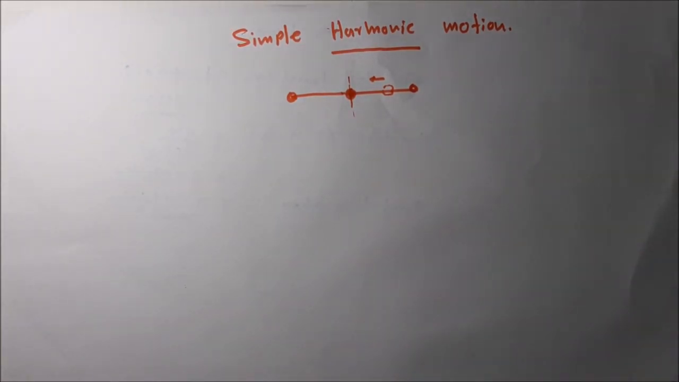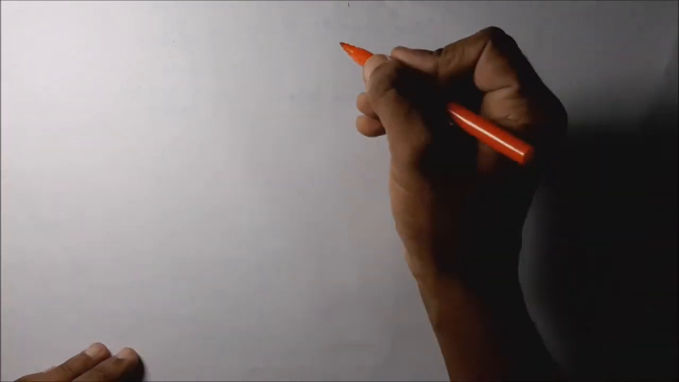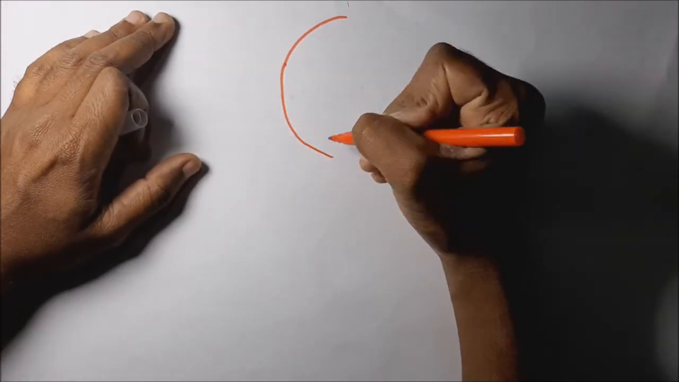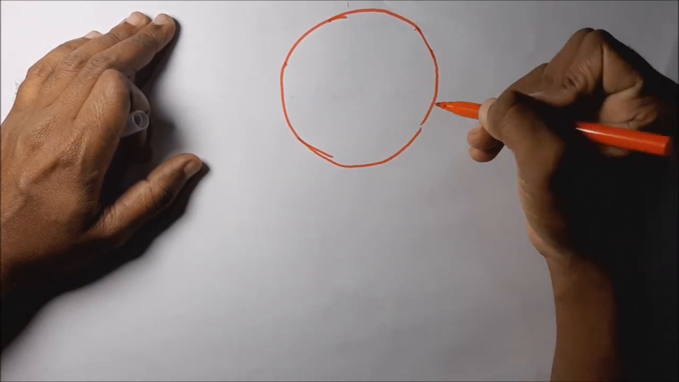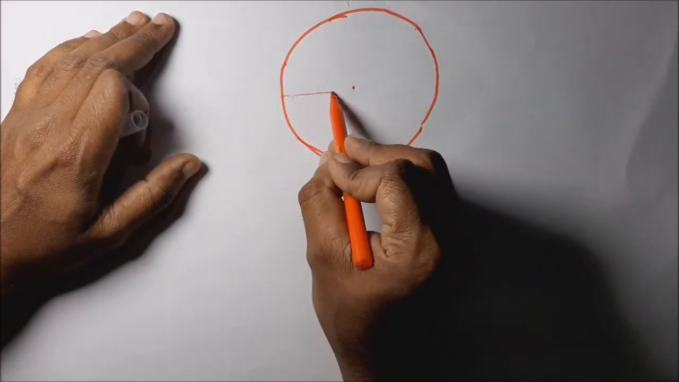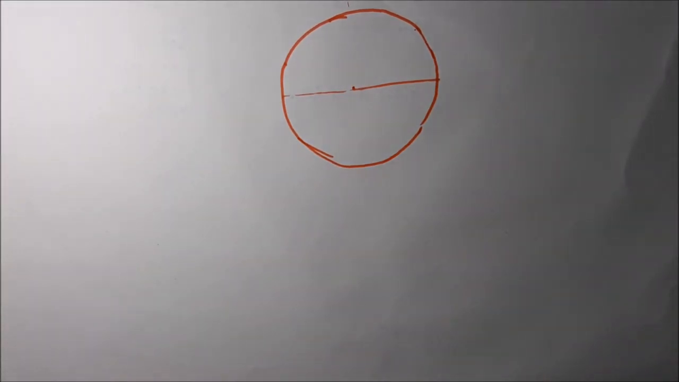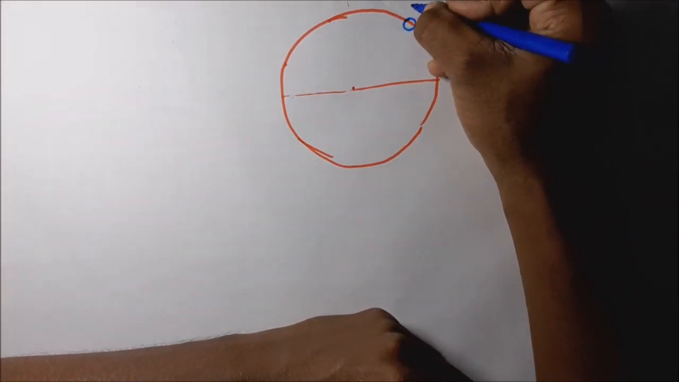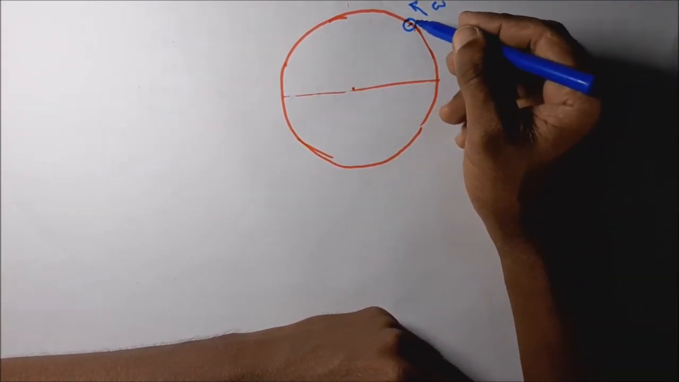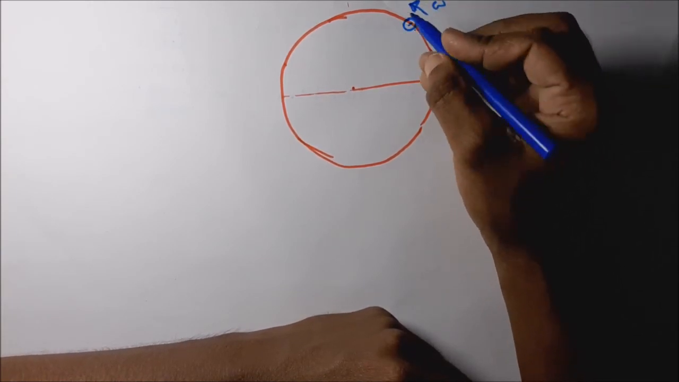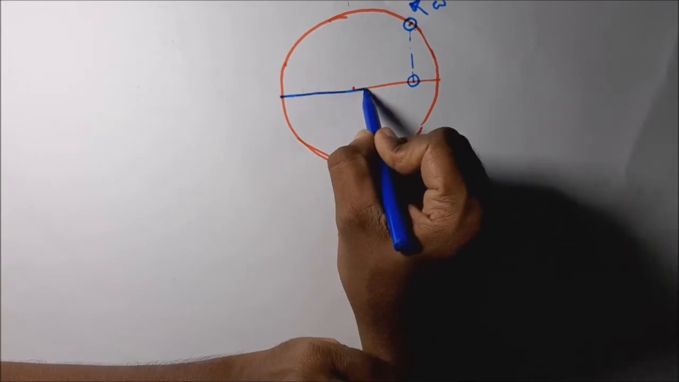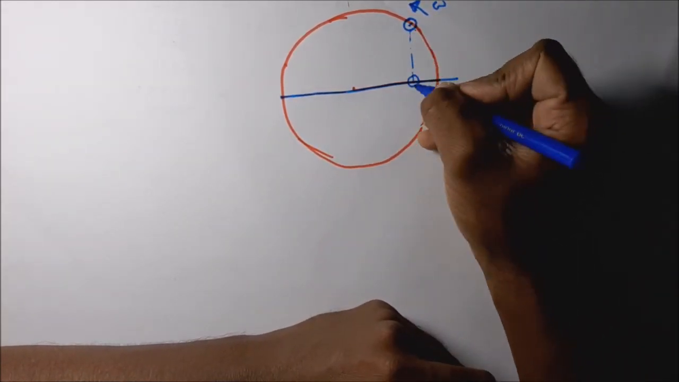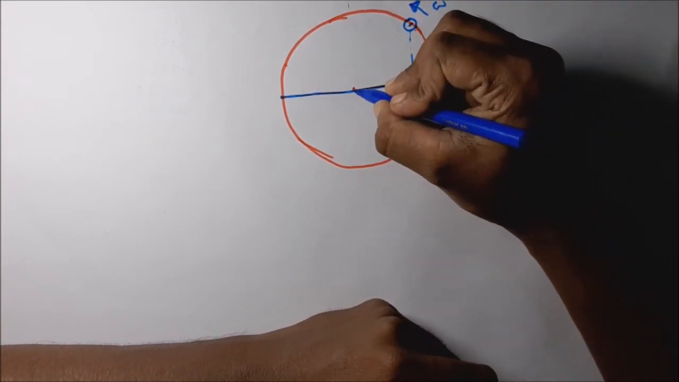One very good example of this simple harmonic motion, which you may have learned at A level, is this: if an object moves on a circular path with uniform angular velocity omega, its shadow on a horizontal plane produces simple harmonic motion. This is a very good example of simple harmonic motion.